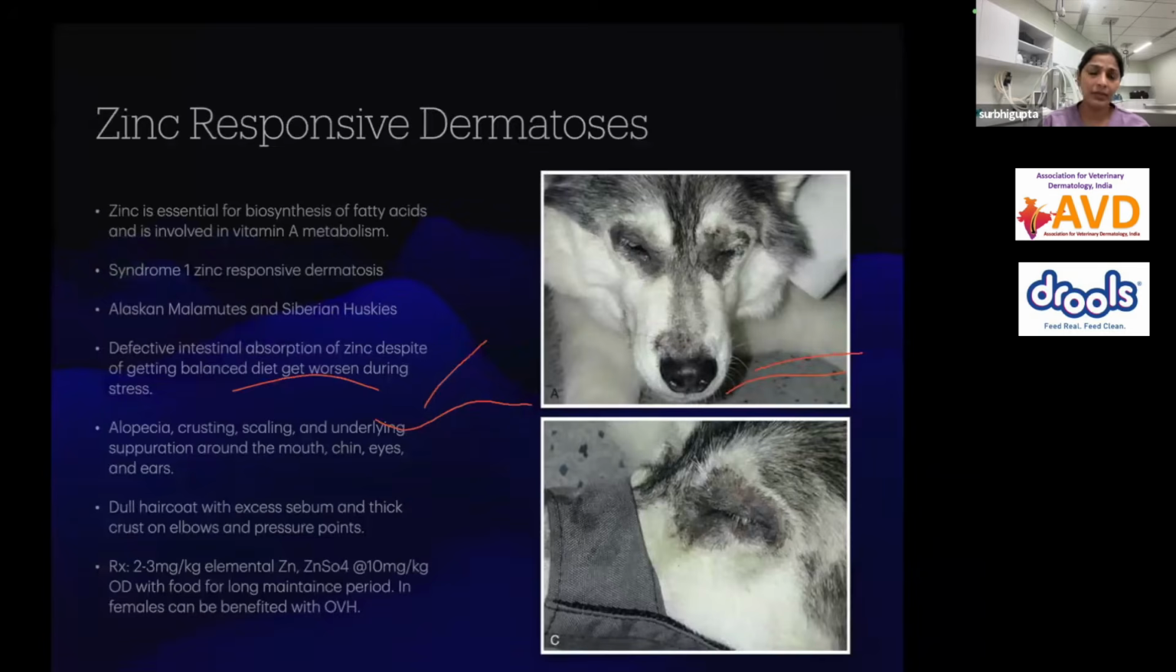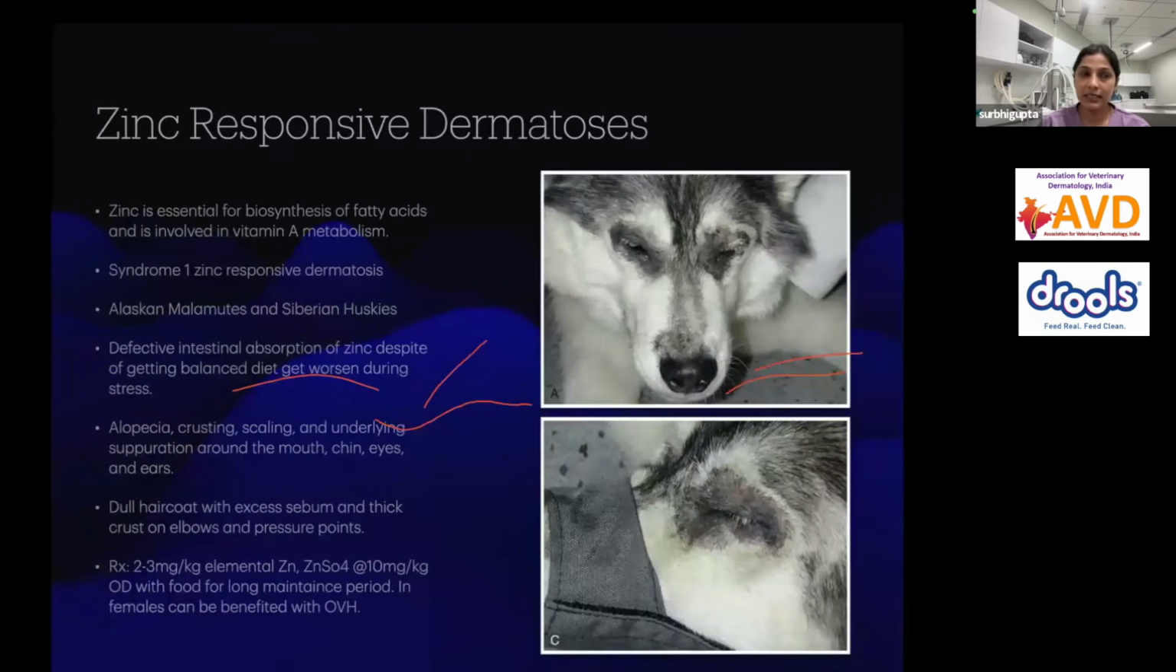If you are giving elemental zinc, it should be 2 to 3 mg per kg, and if you are giving zinc sulfate, that is 10 mg per kg. Generally you have to give it for quite a long period, and if they have this problem, it means they need lifelong supplementation of zinc. Sometimes even if you are providing zinc, things won't recover. So people try a very low dose of steroids, which also helps increase the absorption of zinc. And sometimes oral omega 3s help a lot.